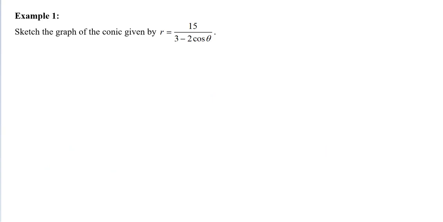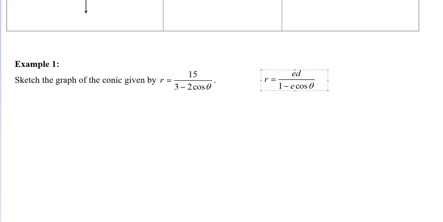It's got R equals 15 over 3 minus 2 cosine theta. Now I compare this one with R equals dE over 1 minus E cosine theta. To know what E is, I need to make this number 3 a 1. So just to know what E is, I'm going to divide each one by 3. So 15 divided by 3 over 3 divided by 3 minus 2 divided by 3 times cosine theta, which implies E is 2/3. So E is the number in front of cosine theta, 2/3, and that's less than 1 and greater than 0.